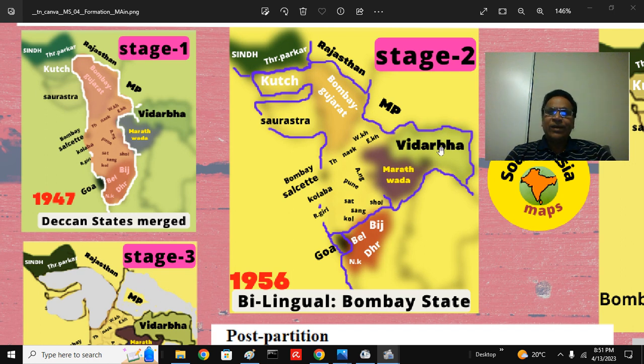So Vidarbha merged, Marathwada merged, Saurashtra was merged, and Kutch was merged, and of course after the merger of the Deccan states, we have Bombay-Gujarat. This is the bilingual state touching the Gomantak here and Tharparkar district across the seaboard, that is the Sindh Sagar. This is the state 2.